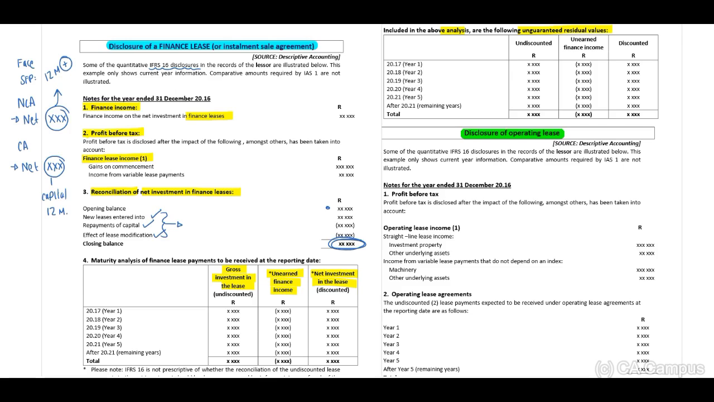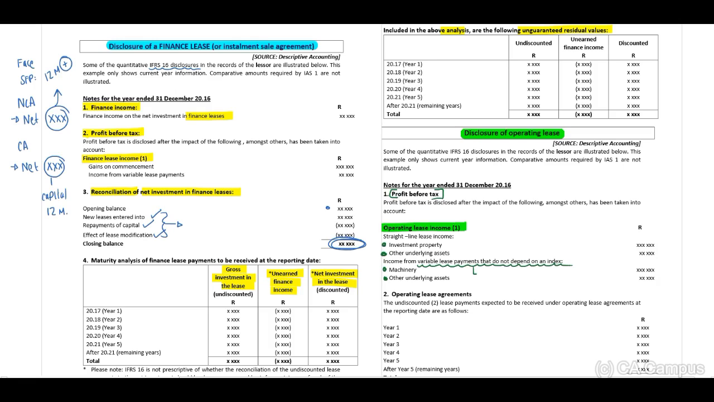Now, when we look at the disclosure of our operating lease, remember our operating lease shall be straight-lined. Therefore, again guys, in your profit before tax note, you need to include all of the details relating to the operating lease income, the straight-line lease income on investment properties and any other assets. Income from variable lease payments that do not depend on an index or rate, machinery or other underlying assets.